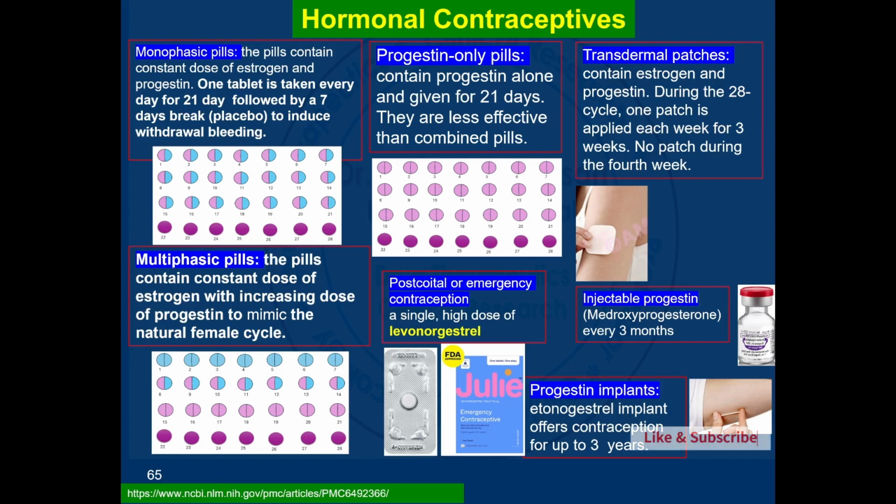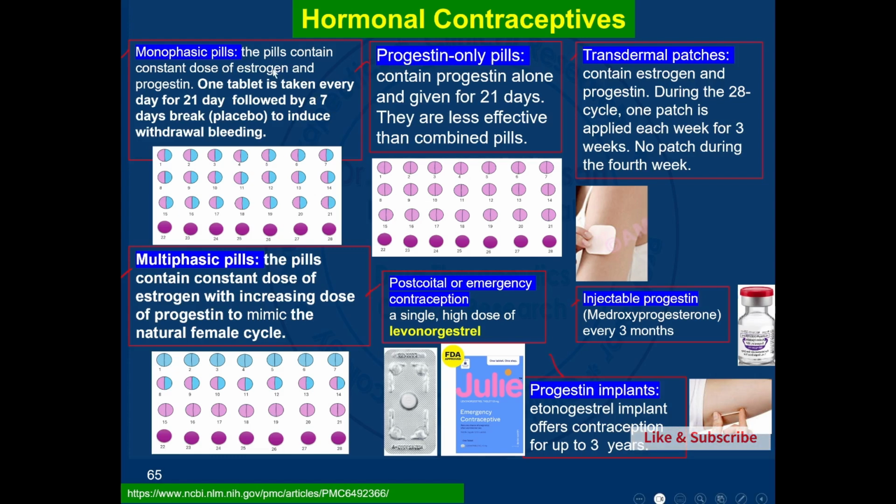Okay. What types of hormonal contraceptive do we use? We have something called monophasic, then we have multiphasic, then we have the progestin-only pill, postcoital emergency contraceptive, transdermal patches, injectable progestin, and progestin implant. So we'll start with the first one here.